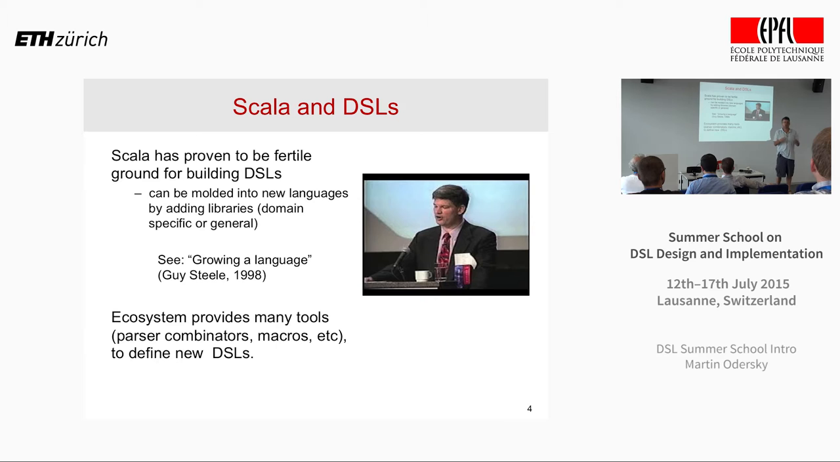That means there shouldn't be a lot of primitives in the language, but we wanted to have features for composition and abstraction in the language, and then the primitives would be modeled as libraries. And of course, then people took it further and they built a lot of DSLs on top of that. The other reason why Scala is popular is that the ecosystem also now provides many tools for building external DSLs, things like parser combinators, macros, and things like that. So there's a lot of things that can happen to write both internal and external DSLs.